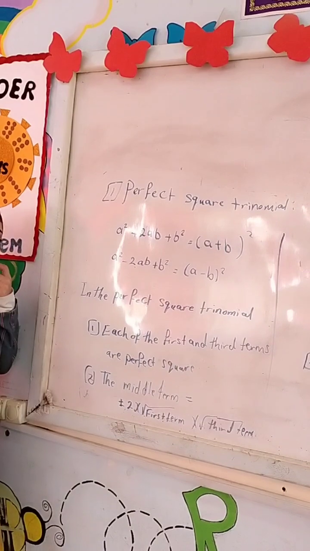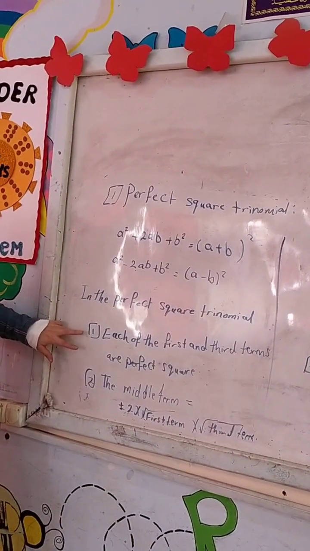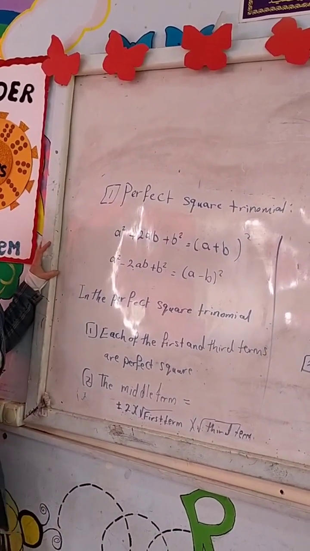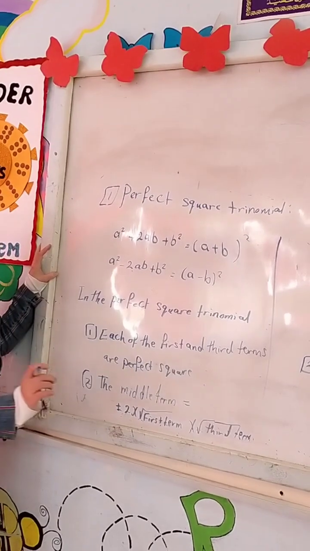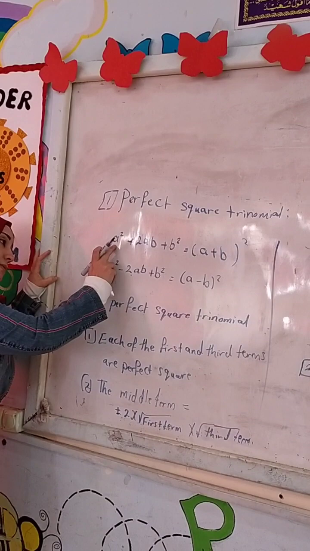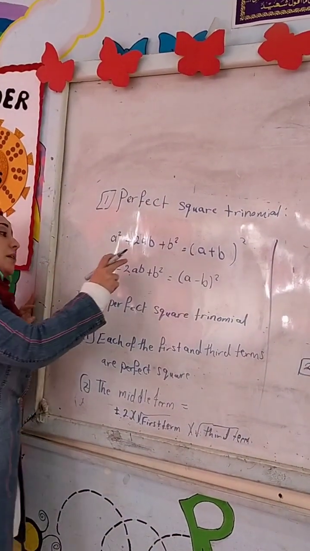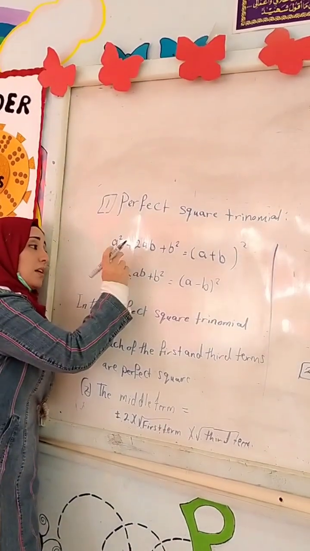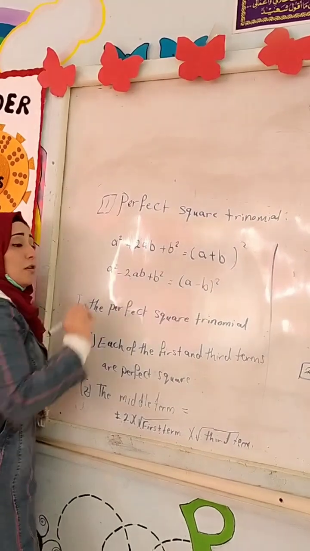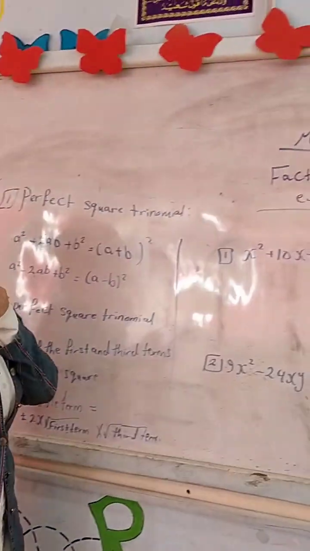Now, we have 2 points in the perfect square trinomial. Each of the first and the third term is a perfect square. So the first and the third term are perfect squares, okay? And the middle term must be equal to 2 times the square root of the first times the square root of the third. Let's look at our example to understand this kind.